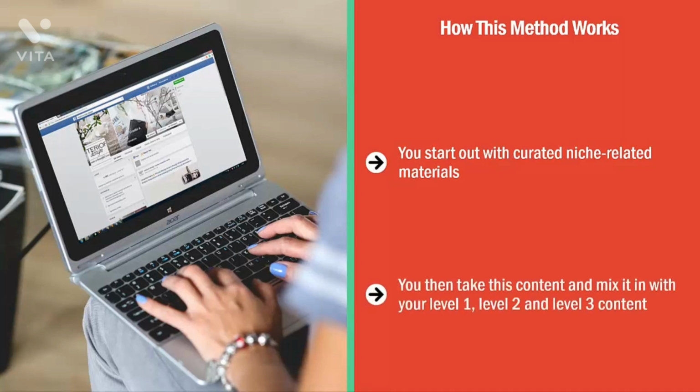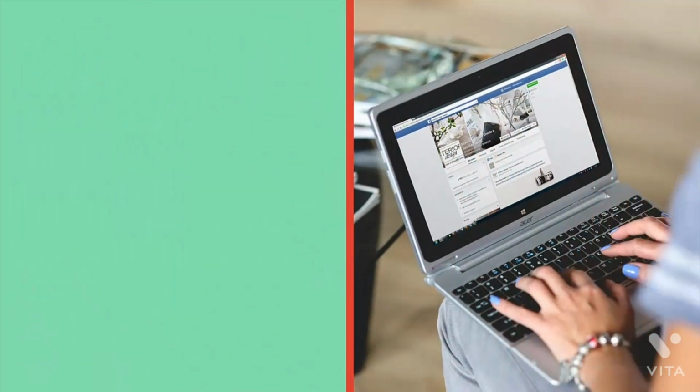You then take this content and mix it in with your level 1, level 2, and level 3 content. These materials are published in sequence using software on your Facebook page. You syndicate the content that you publish on your page to niche-related groups to get more people to like your page. This is how you build the organic following of your page. An alternative to this is to build a group and add active posters that you find in niche groups and the niche pages you monitor.